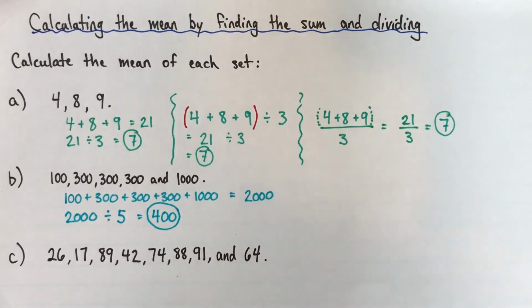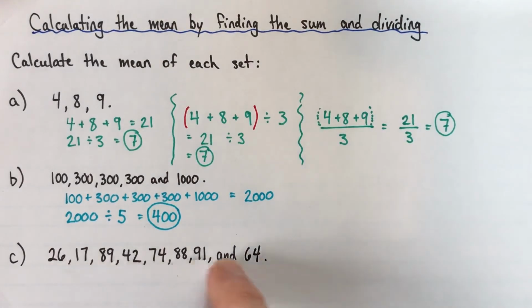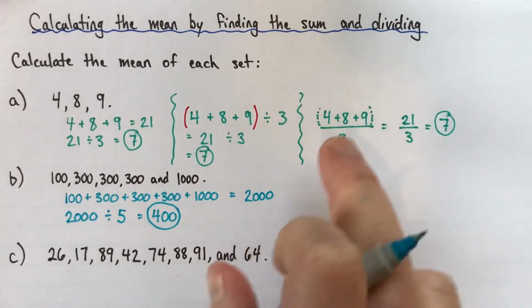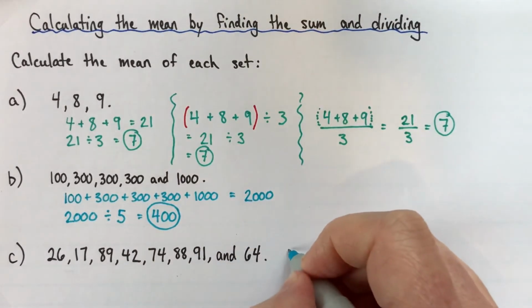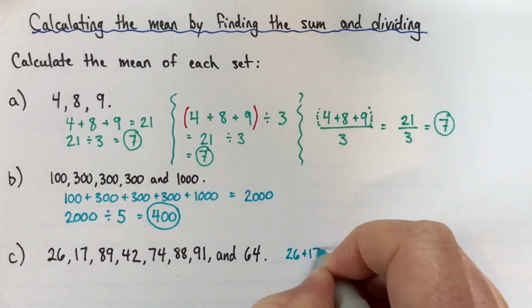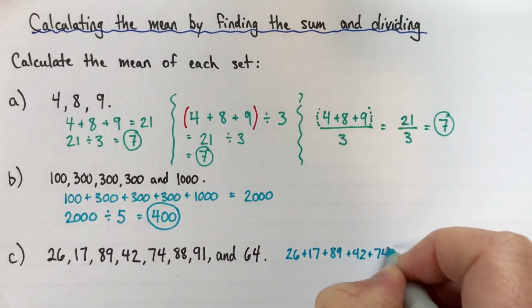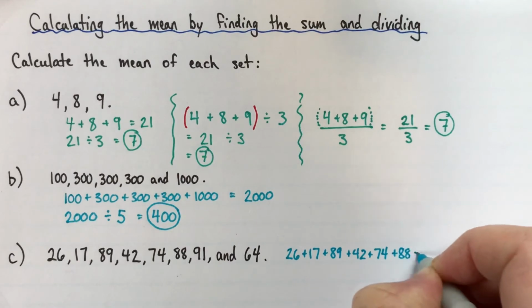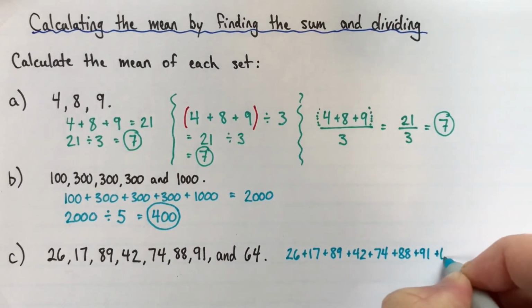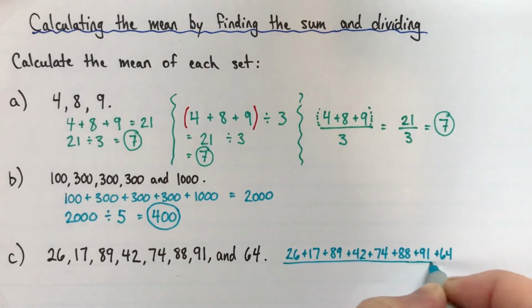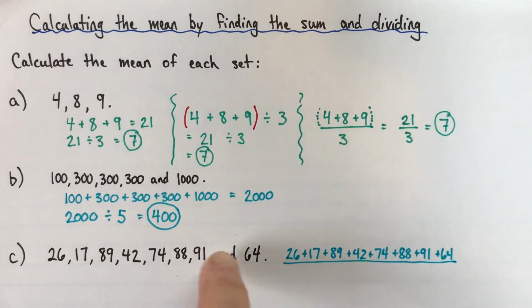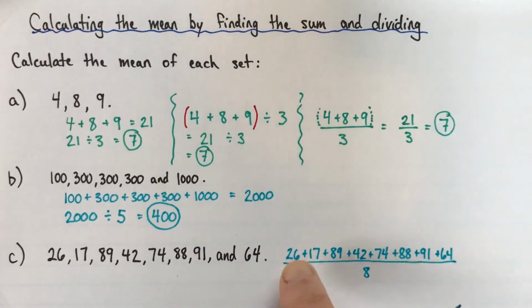All right. And then the last one, this is the one that in the previous video I said wasn't practical to do with the other method. But it works great with this method. It's probably something you want to use a calculator for. So we're going to add all of these up. Maybe I'll write this one this way. So we do 26 plus 17 plus 89 plus 42 plus 74 plus 88 plus 91 plus 64 divided by 8. I'm going to count them over here to make sure I got them all.